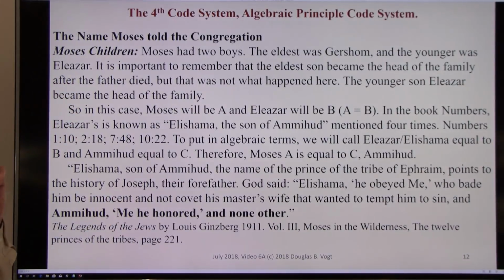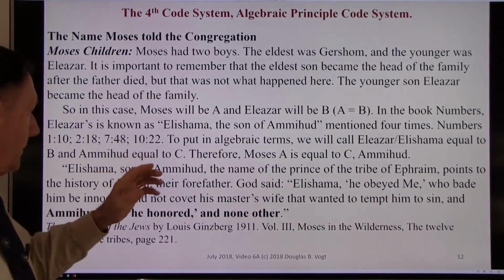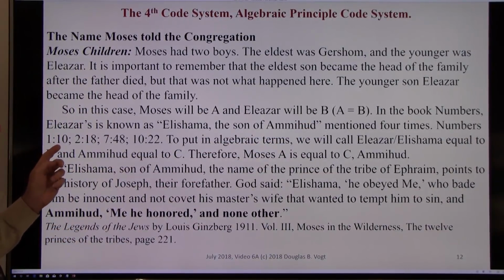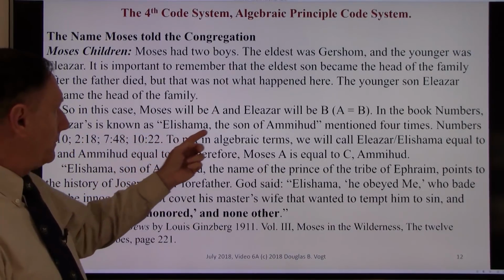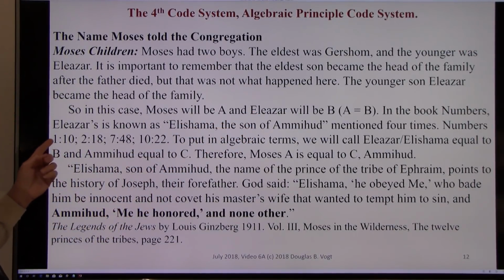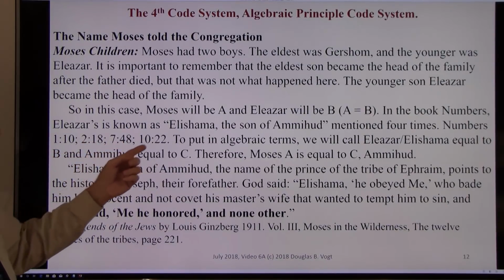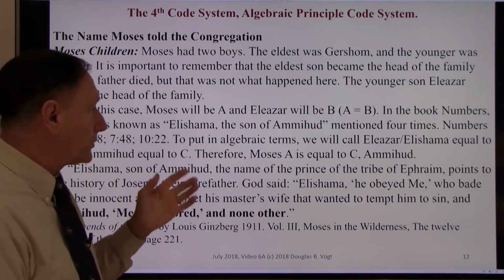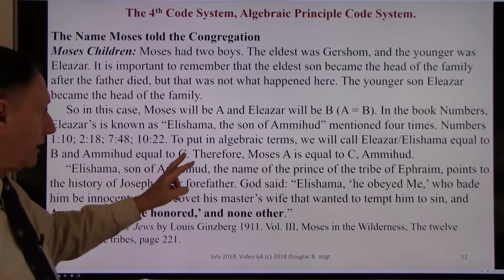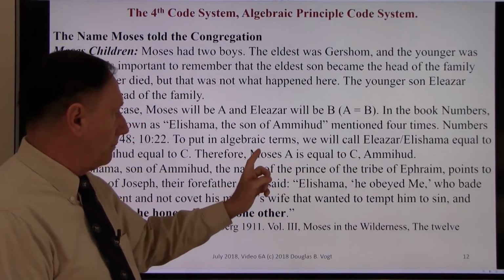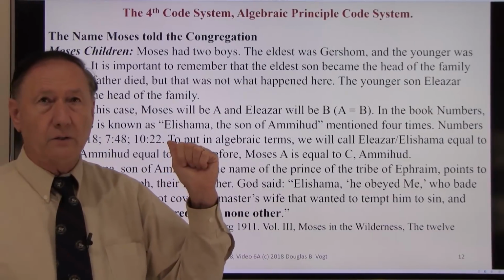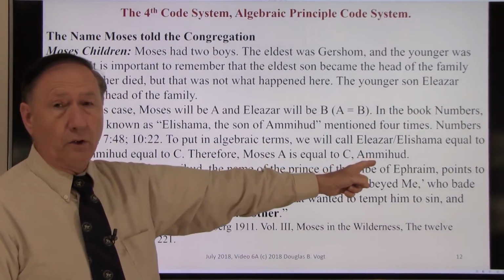So, let's continue. In that example, Moses will be A, and Eliezer, his youngest son, will be B. The next time it's told, we have an expression where it says, Eliashama, son of Ammihud. Eliashama is Eliezer. That's mentioned 4 times in Numbers 1:10, 2:18, 7:48, 10:22. So put in algebraic terms, if Eliezer is Eliashama is equal to B, then Ammihud is equal to C. Therefore, Moses A is equal to C. Moses is Ammihud. In the next video, which is the first one I'm going to be covering, adjacent letter swaps, you'll find out what Ammihud means when you take it apart.